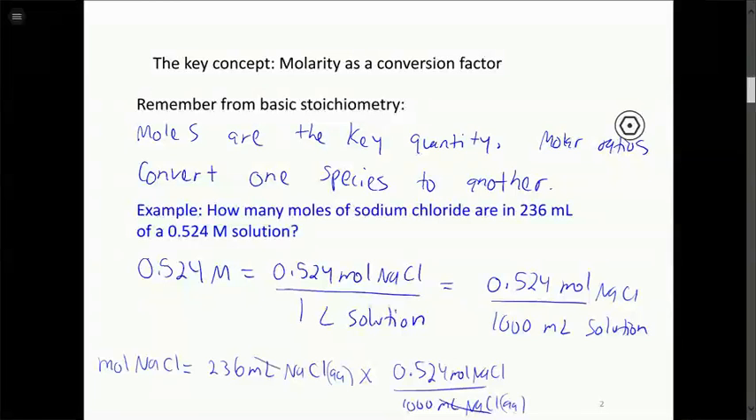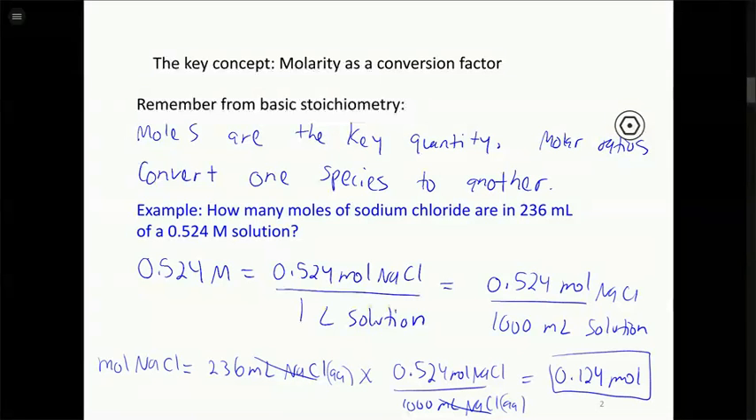So our milliliters cancel out, and so if we multiply the molarity times the volume, we get 0.124 moles. All right, so that's how we're going to use molarity when we're doing stoichiometry problems. It's going to be another type of conversion factor we can use to calculate moles of either a reactant or a product. So now we can then update our stoichiometry flowchart.